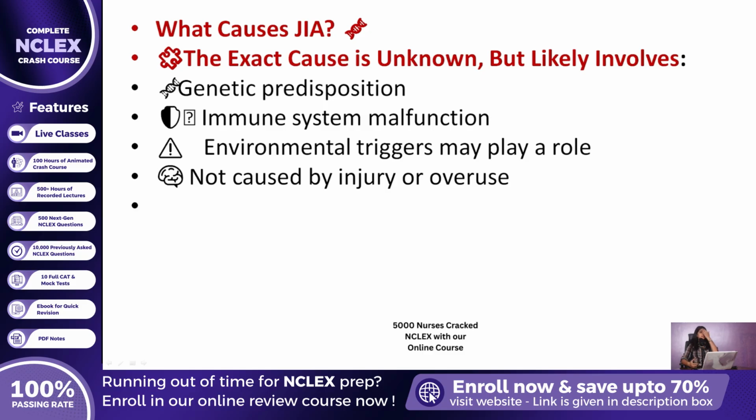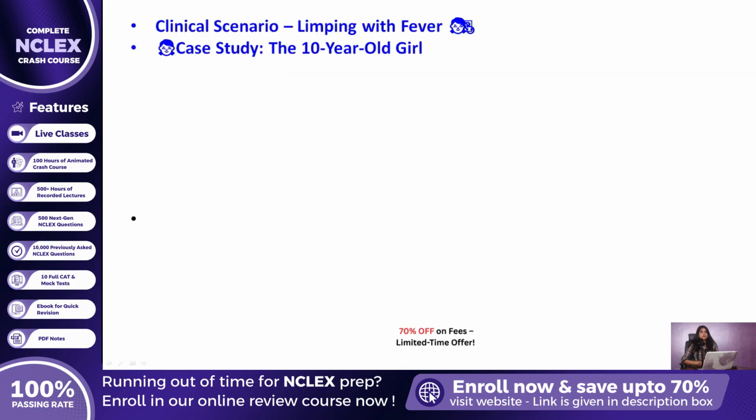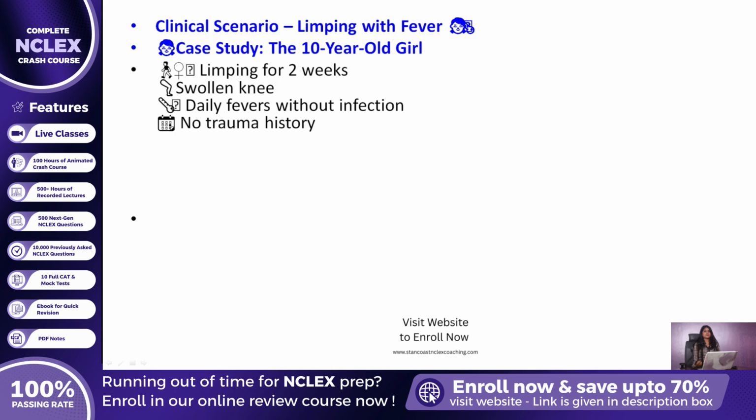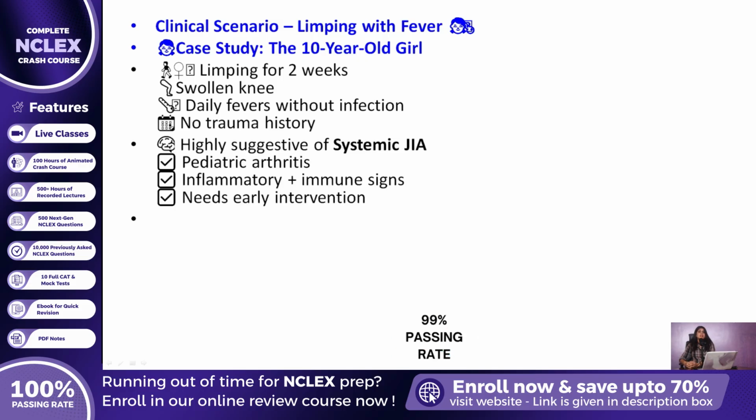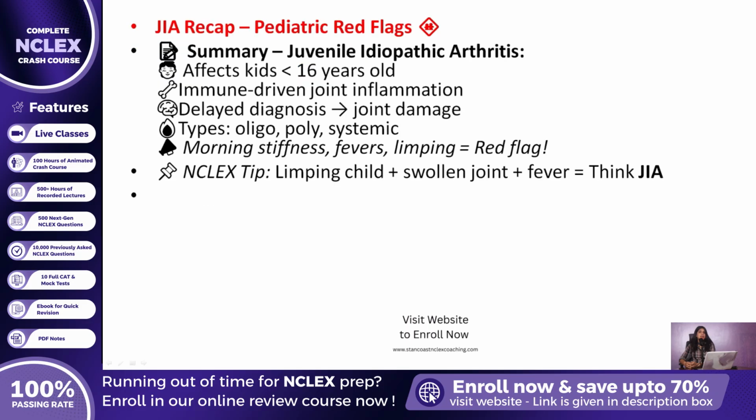Now, let me give you a clinical example to help you connect the dots. A 10-year-old girl has been limping for 2 weeks, and there is no history of injury. Her knee is visibly swollen, and she has been running daily fevers. That should immediately raise your suspicion for systemic juvenile idiopathic arthritis. Recognizing these signs early is critical, because untreated inflammation can lead to permanent joint damage and affect the child's overall development. Here comes your key NCLEX takeaway.